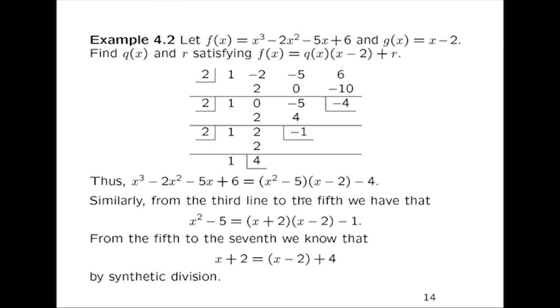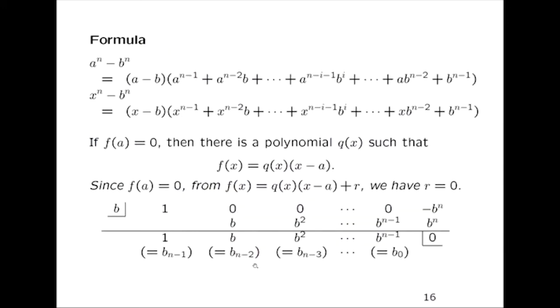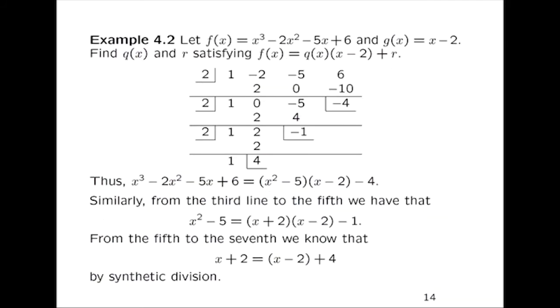And again I divided x plus 2 by x minus 2, the quotient is 1 and the remainder is 4. If you add them together, you get the left-hand side, right? So what am I doing? Firstly, you found this quotient x squared minus 5, right? And also I found x squared minus 5 to be equal to this.